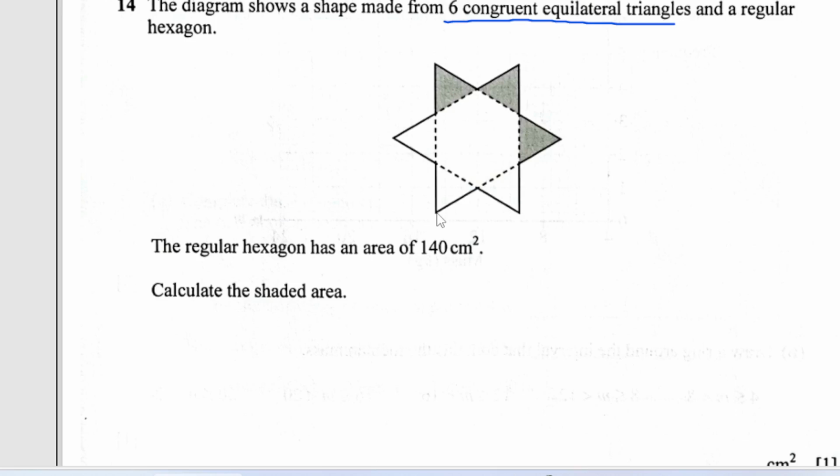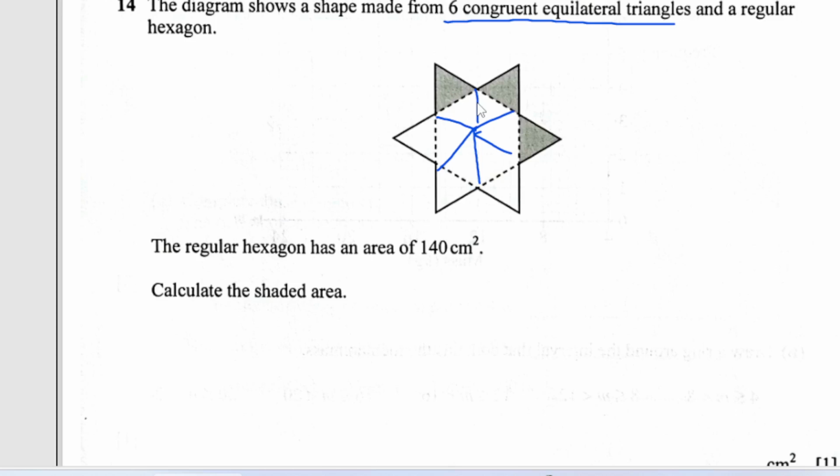Now number 14, the diagram shows a shape made of 6 congruent equilateral triangles and a regular polygon. The regular polygon has an area of 140 centimeters squared. Okay, so now, sorry guys. We can consider that these triangles overlap here inside like this. Not consider actually, because this is regular, so we will have all these triangles overlapping.